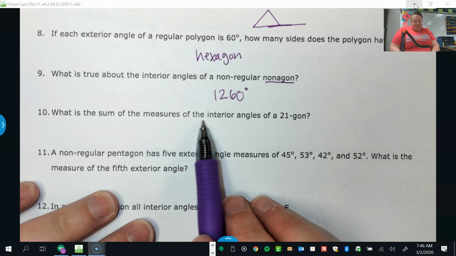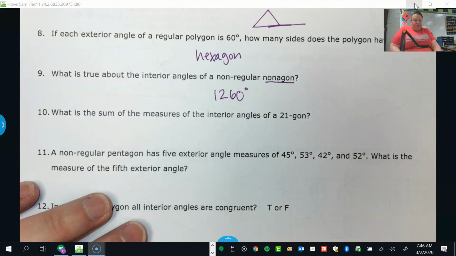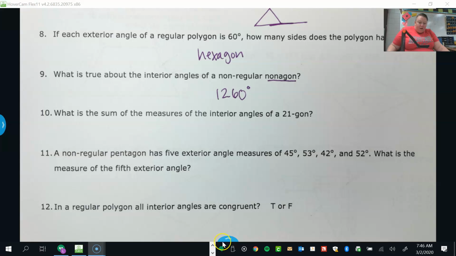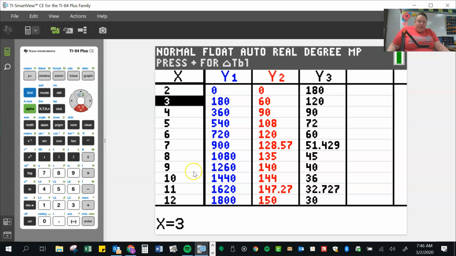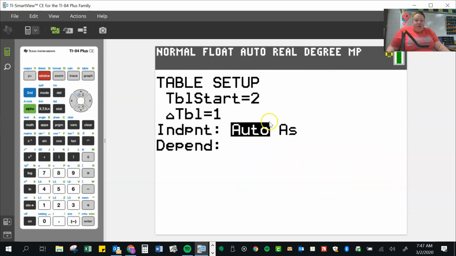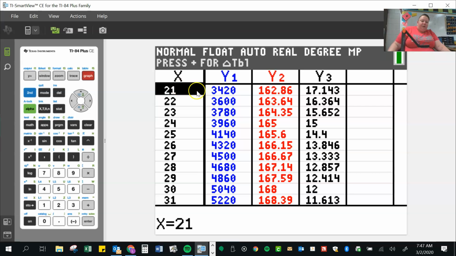What is the sum of the measures of the interior angles of a 21-gon? I have no idea. And also, I don't want to hold my down arrow till I get to 21, so I'm going to go to second table set, and I'm going to tell my table to start at 21. Here I am at 21. That's 3420.